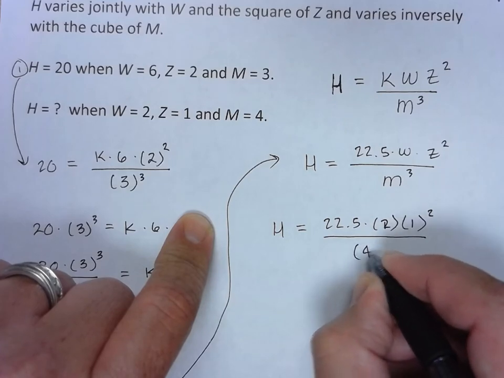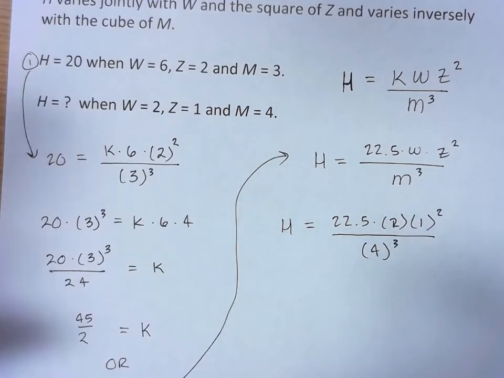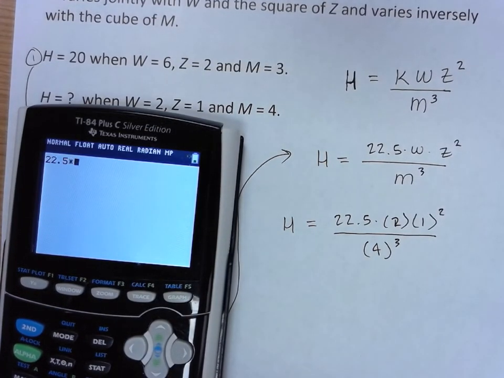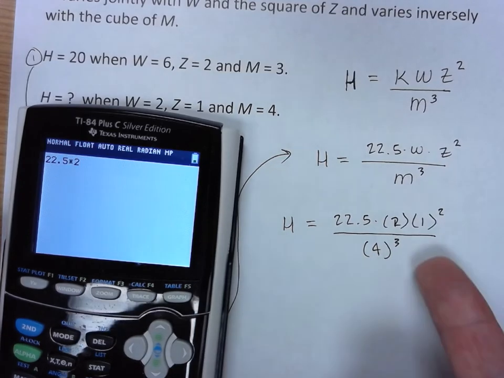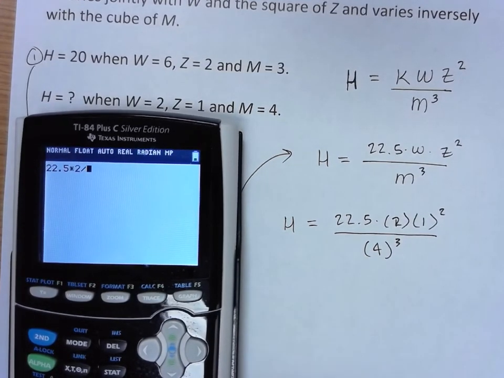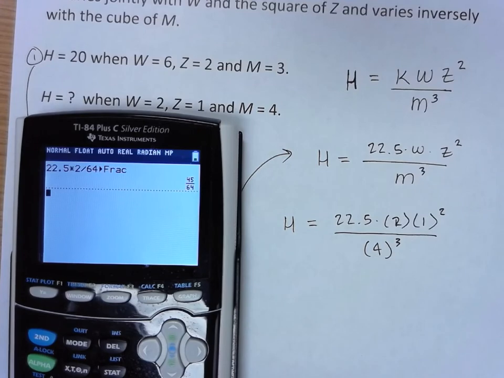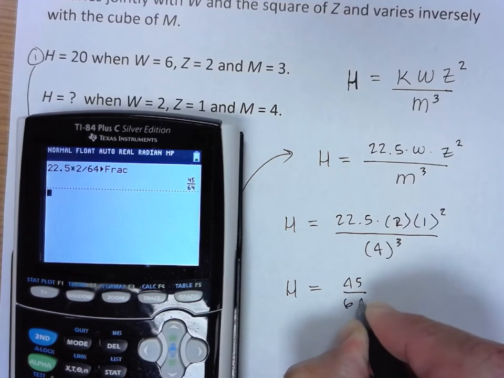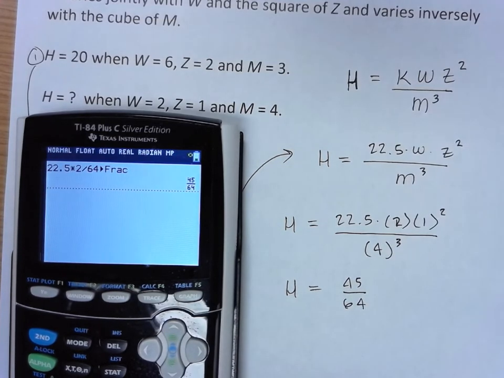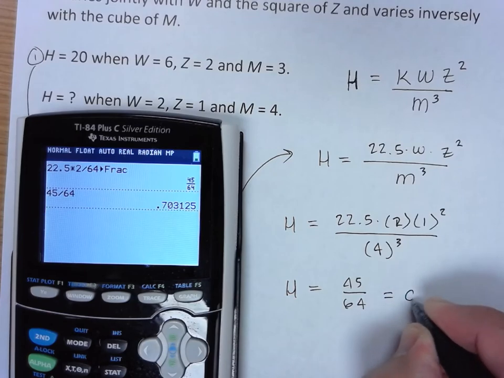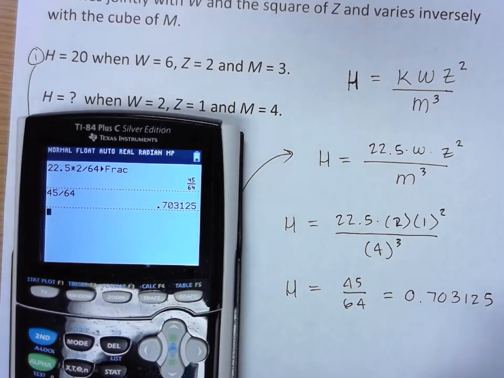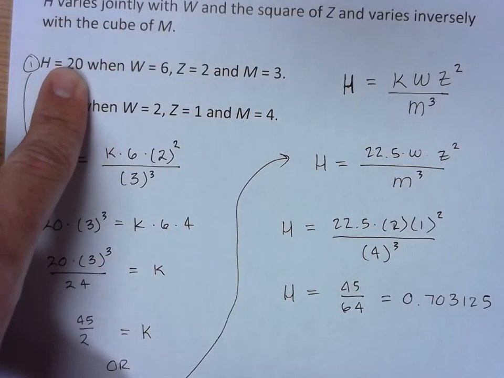So dividing by m to the third is 4 to the third. So if I crunch this out carefully in the calculator, that's going to be 22.5 times 2 times 1 squared, so no need to actually type that in there. And then divided by 4 to the third is 64. I'm going to put the fraction symbol on the end of it just in case it turns into a fraction. So h equals 45/64, or if you want that as a decimal, that would be, well, exactly, since it terminates, that's 0.703125. So the original value of h was 20, and then it goes down to being less than 1.